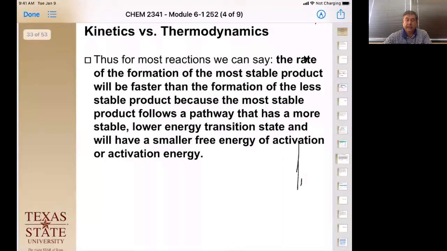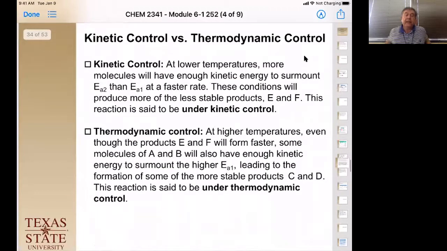Let's see, what's the next slide here? All right. So what that means is, in those same reaction diagrams, if you ran a reaction at a lower temperature, the molecules would not have enough energy to go to that second, higher energy transition state. That means all of the reactions are going to go through the lower activation energy and form that product. If the difference in energy is good enough that you can run the reaction at a lower temperature, it is kinetically controlled because it must use the lower energy activation barrier.